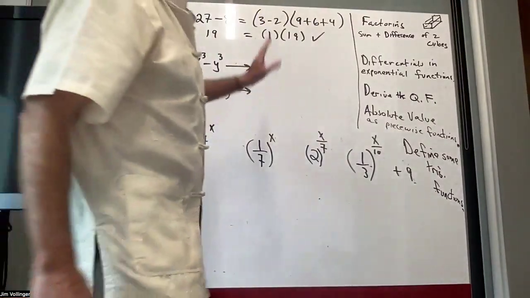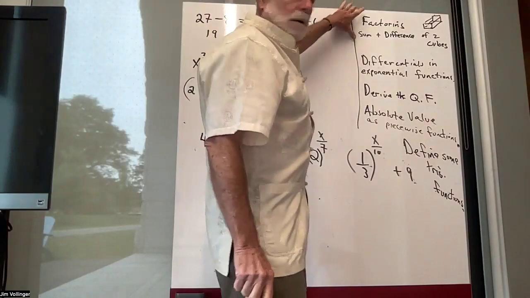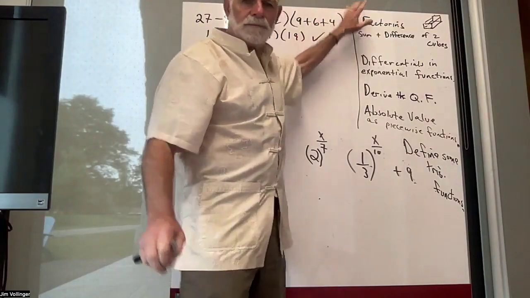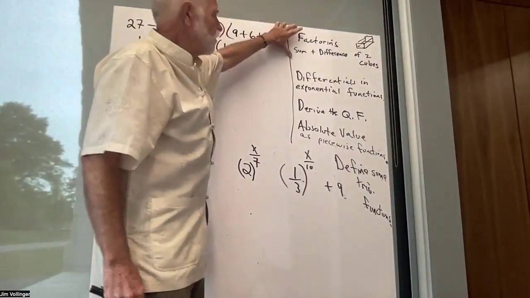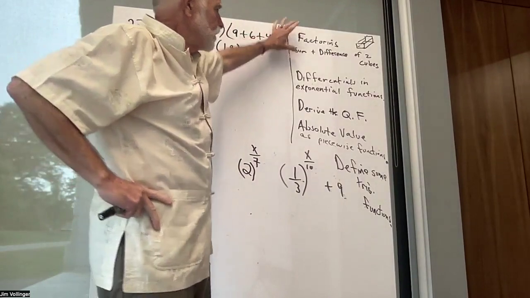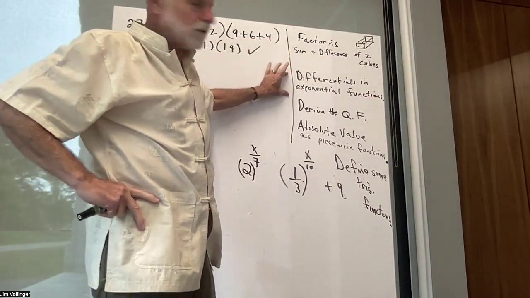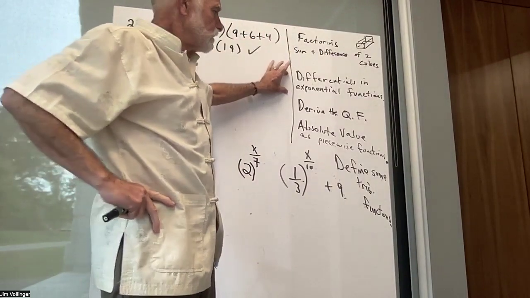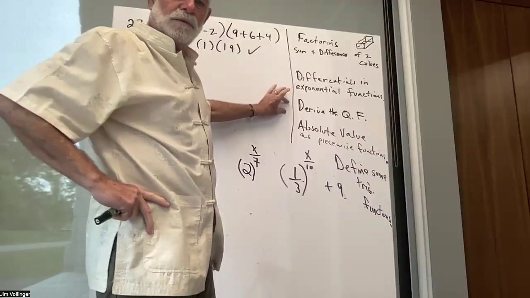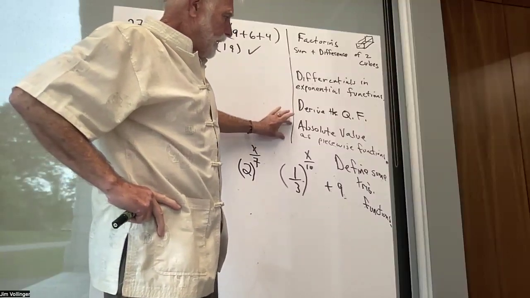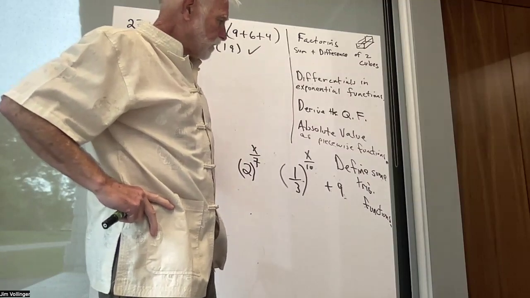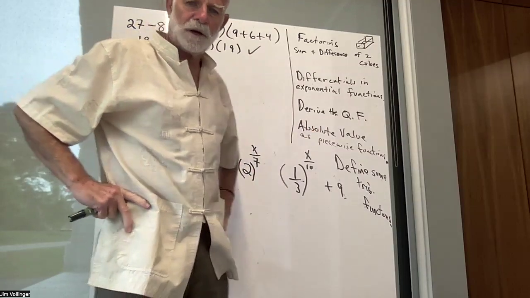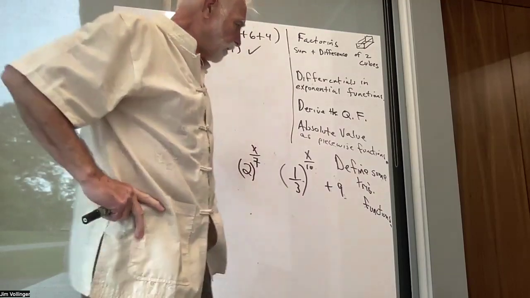Okay, so this video is going to be talking about a variety of new topics that we'll be tackling for the rest of the semester. So I'm going to introduce factoring, sum and difference of two cubes. I'm going to talk a bit about the differentials involved in exponential functions. I'll derive the quadratic formula for you. Absolute value is now going to be something that we start looking at, and we're going to define it as piecewise functions to help us solve equations and inequalities.